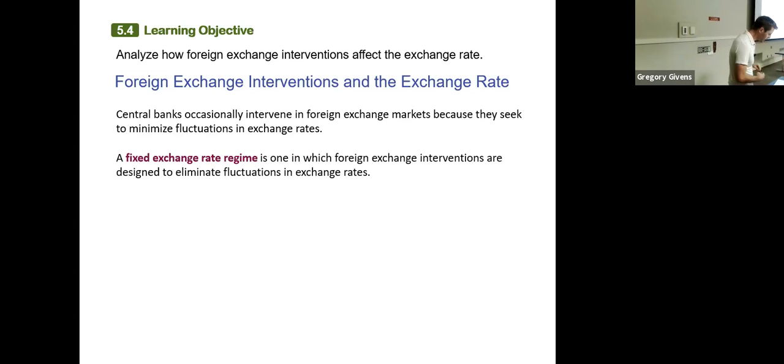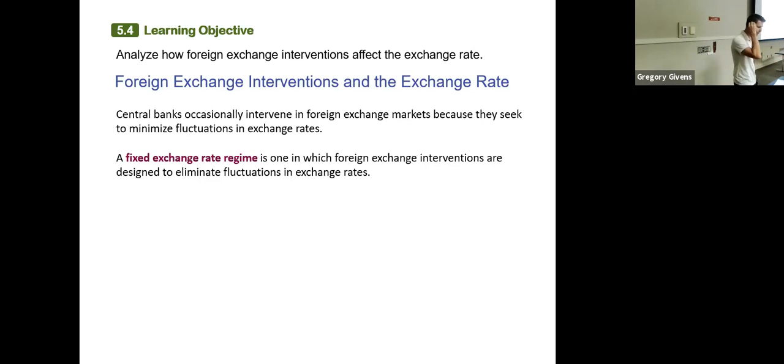Countries that actually want to completely eliminate these exchange rate fluctuations are said to be operating what's called a fixed exchange rate regime. All right? That's a situation where the central bank intervenes in the foreign exchange market constantly in order to keep the exchange rate pinned at whatever its desired level is. That's called a fixed exchange rate regime.